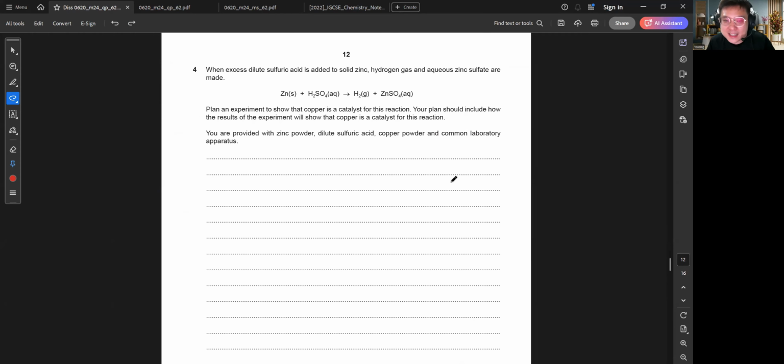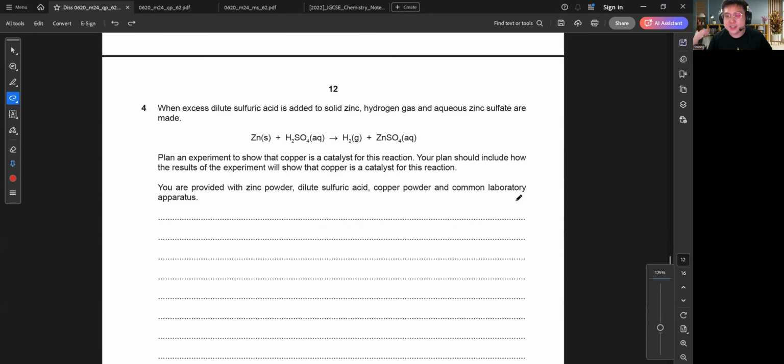Finally, we are at our last question, all right? So when excess dilute sulfuric acid, which is this one here, is added to solid zinc, hydrogen gas and zinc sulfate are made. Plan an experiment to show that copper is a catalyst for this reaction. So they even tell us that copper is a catalyst. Your plan should include how the results of the experiment will show that copper is a catalyst.